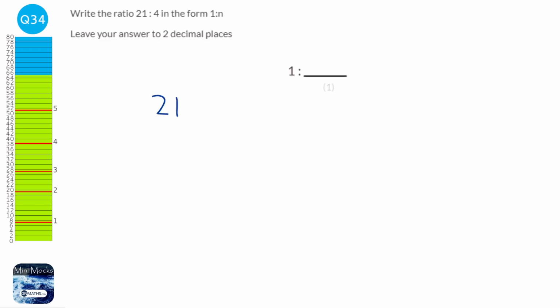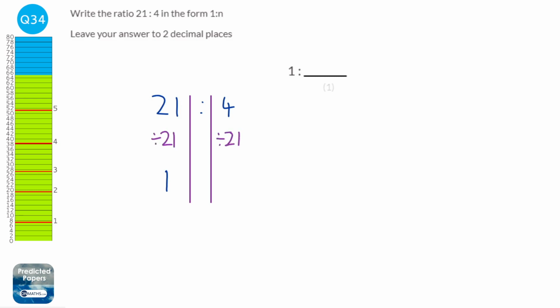So we're given 21 to 4 is the ratio, and we're just going to have our lines in, because what we need to do is make the left hand side be 1. Okay? And to do that, for 21 I need to divide it by itself, divide it by 21, and we're going to do the same to the right hand side. So 21 divided by 21 is 1, perfect, that's what we wanted. 4 divided by 21 is 0.190 blah blah blah.